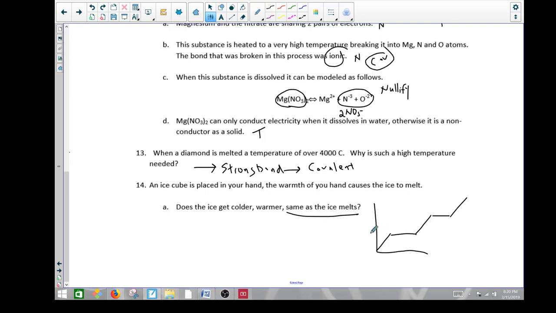You should note the temperature is located here and right here. Your hand gets colder. The ice stays the same. We're just flipping phase. So we can have 0 degrees ice, 0 degrees water. Notice it says as it melts. So technically same temperature.